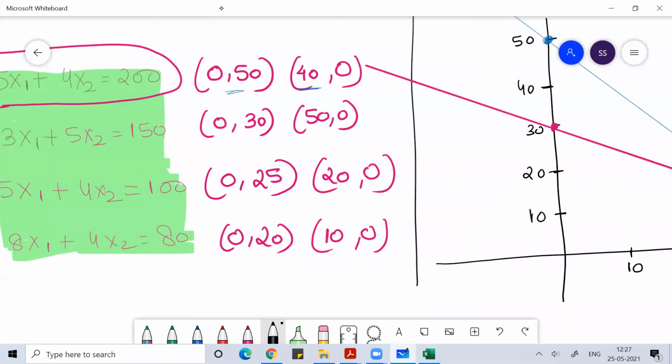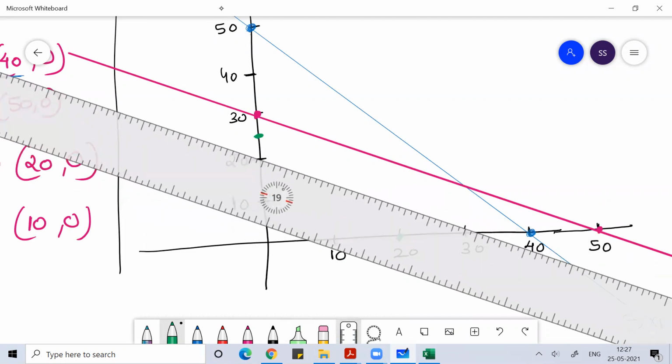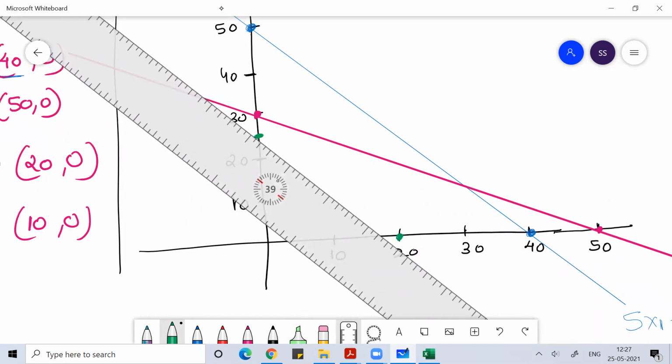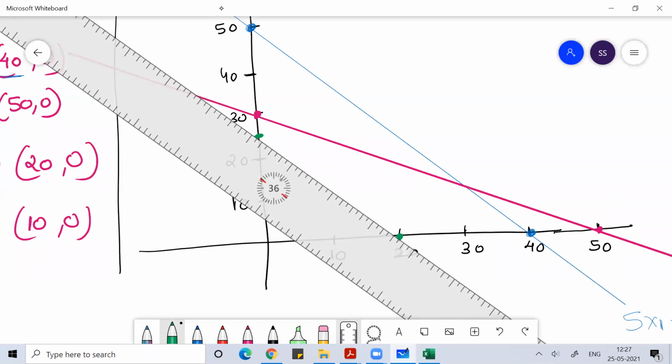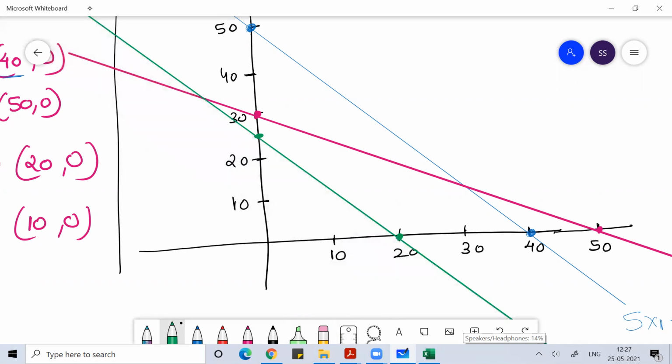Now the third one is 0 comma 25. 25 will be here between 20 and 30, and 20 comma 0. This would be your third line.